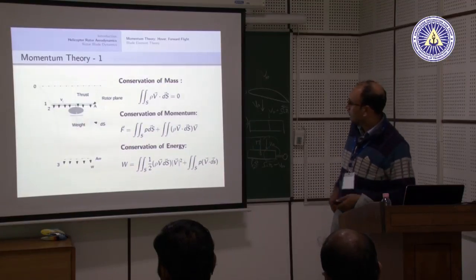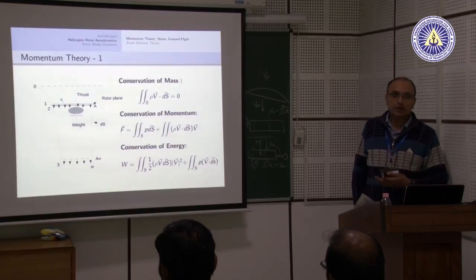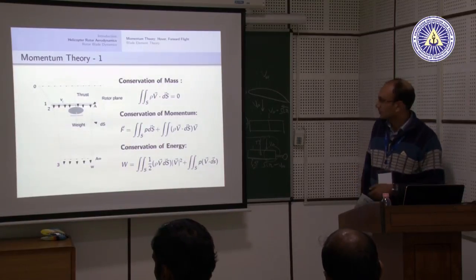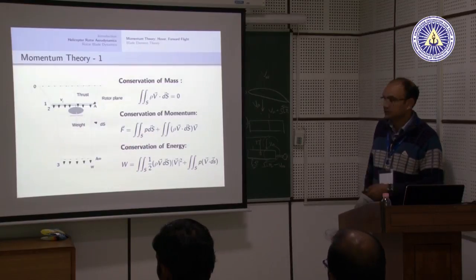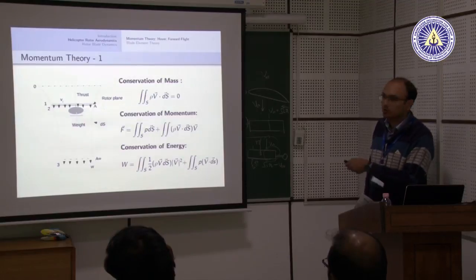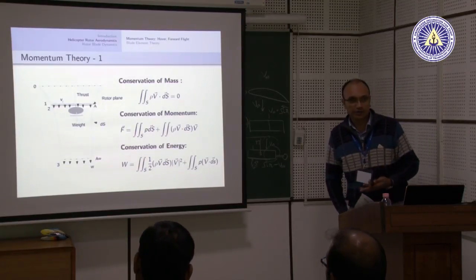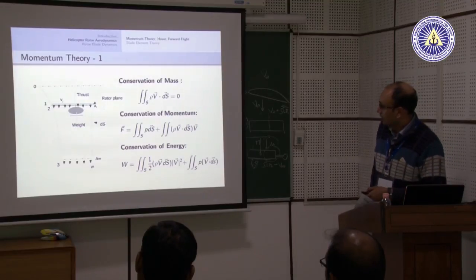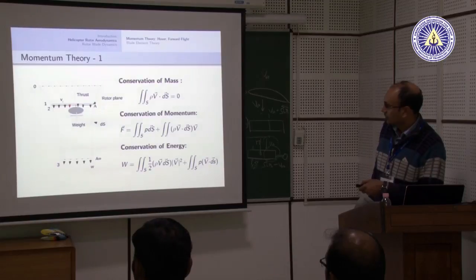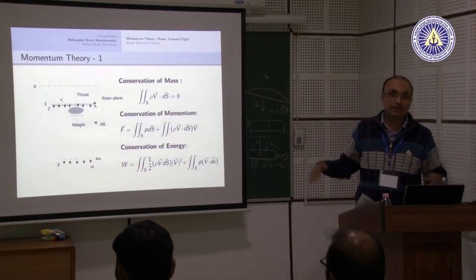In this momentum theory, we are trying to employ the fundamental laws: the law of conservation of mass, conservation of momentum and conservation of energy. Irrespective of whatever system is there, these laws are always going to be obeyed. You cannot have any of these laws disobeyed for a natural system. This momentum theory assumes that the rotor is not made up of blades, but is made up of a thin actuator disc.